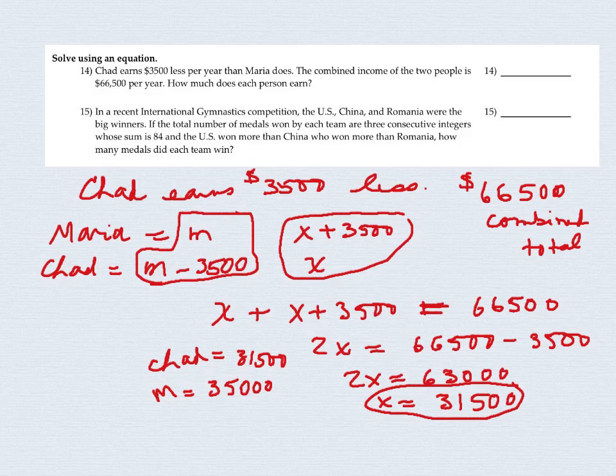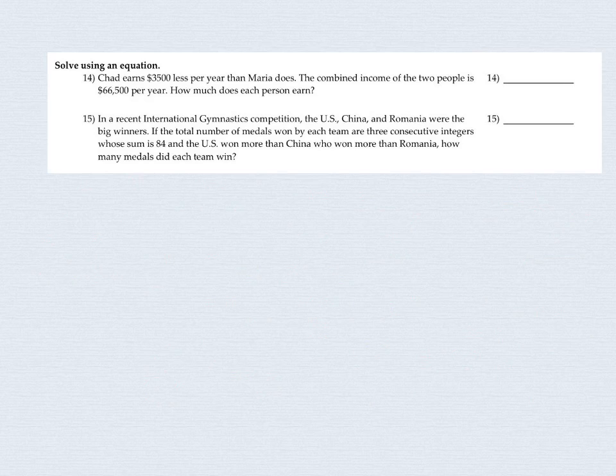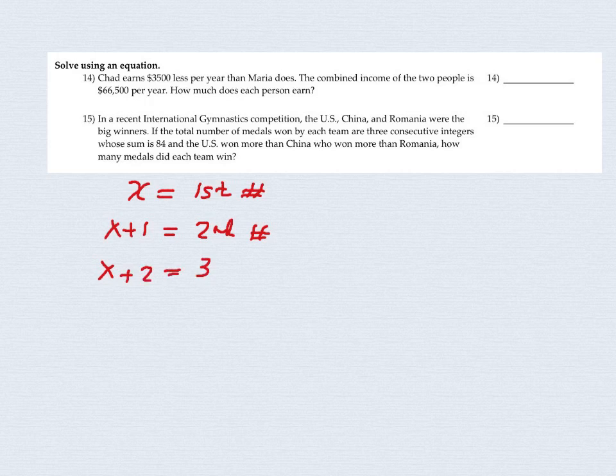Okay, last question. In a recent international gymnastics competition, the US, China, and Romania were the big winners, and the total number of medals won by each team are three consecutive integers whose sum is 84. The US won more than China, who won more than Romania. How many did each team win? Three consecutive integers would be like 4, 5, 6, or 10, 11, 12, or 21, 22, 23. Let's say that x is the first number, then x plus 1 would be the second number. That's what consecutive means. And x plus 2 would be the third number.